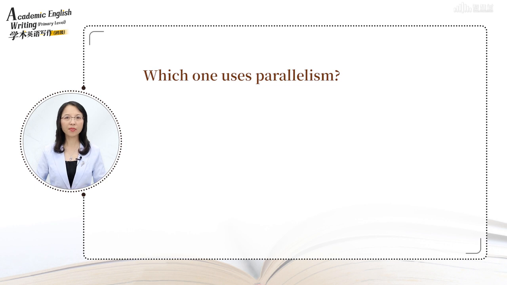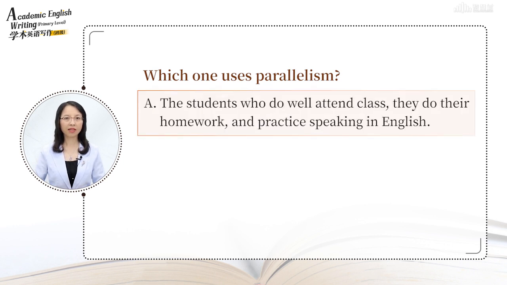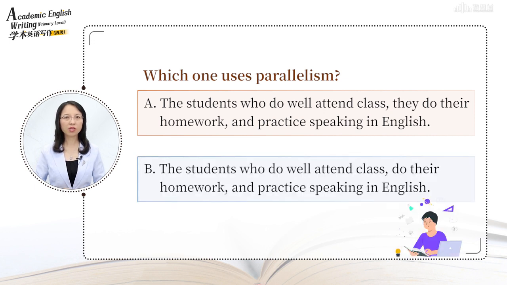Let's look at another pair of sentences. Which one uses a parallel structure? A. The students who do well attend a class, they do their own homework, and practice speaking in English. B. The students who do well attend a class, do their homework, and practice speaking in English.